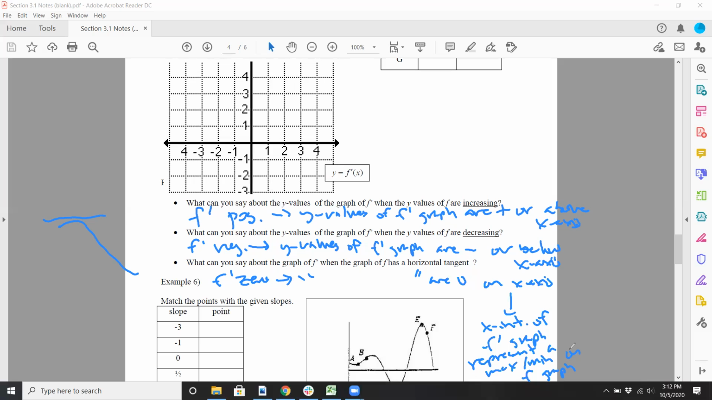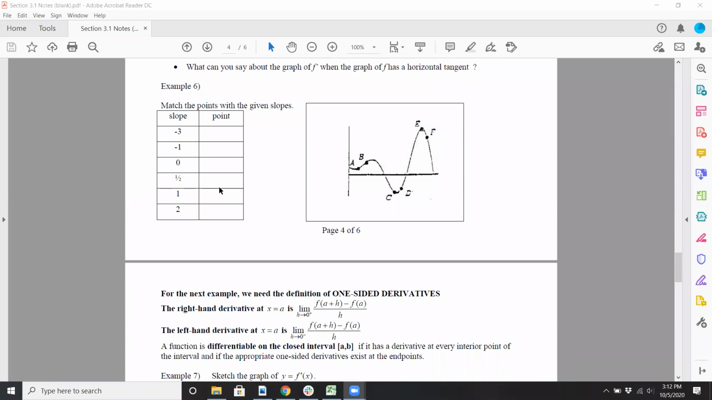Okay, let's try this again for example 6. Match the points of the given slopes. So for example, which one has a slope of -3? Probably F, I'd say. The slope of -1, probably C. The slope is 0, probably at a peak like E. 1/2, probably A. I mean, B is a little steeper and D is a little steeper, so I'd probably say A there. The slope of 1, between B and D, I'd probably say B because D seems to be more steep than the slope of B. So that's how I'd match it up.